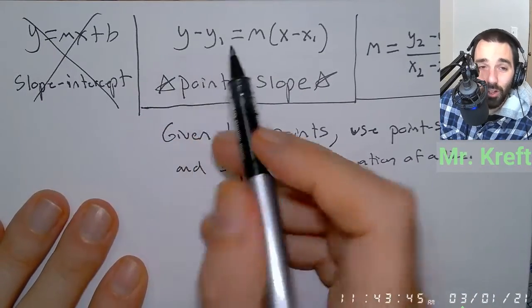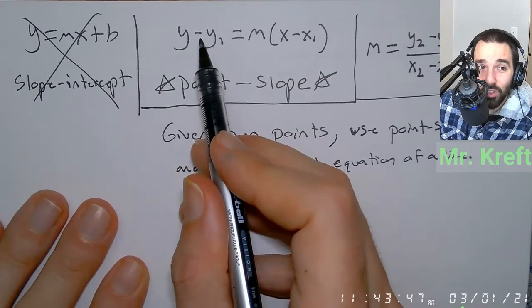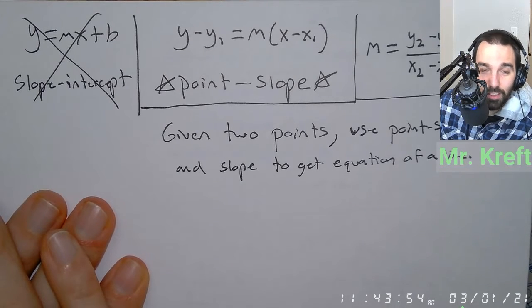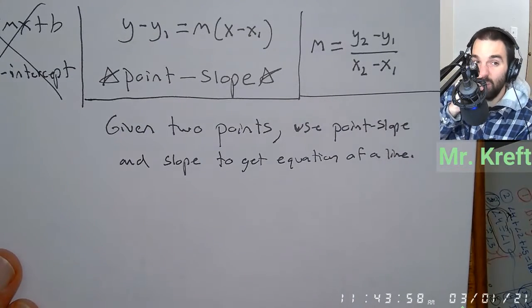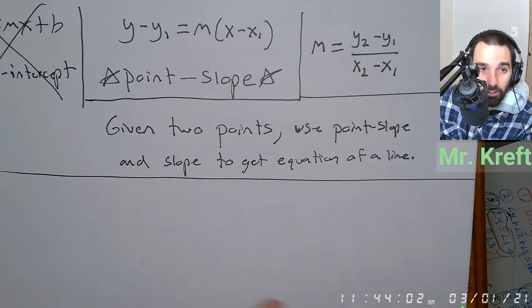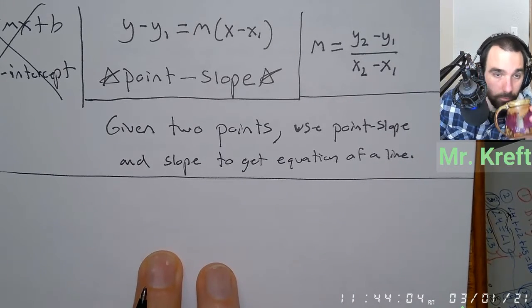But if you do, you can always just solve for y. And how do you solve for y? You just add y1 to both sides, and there, you're in slope-intercept form, almost. Okay? And then you just have to do some distribution and combining like terms. Okay? So given 2 points, we use point-slope and slope to get the equation of a line. Are there questions there? Do you guys remember doing that?